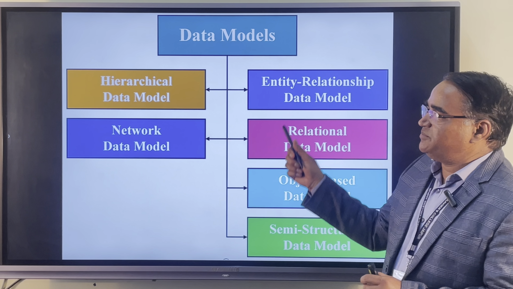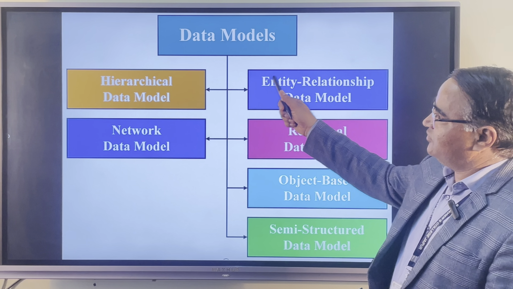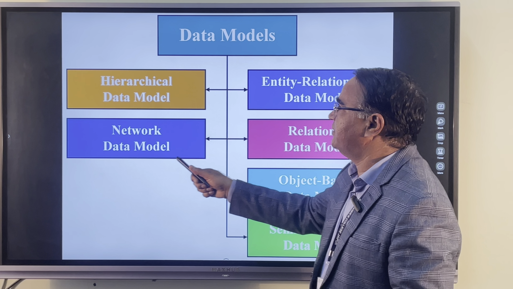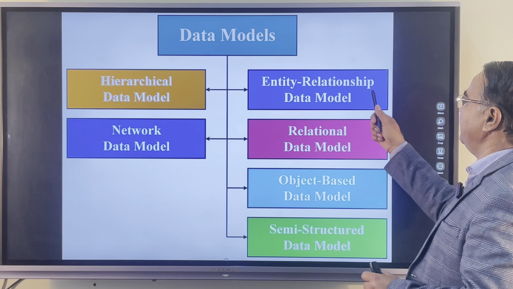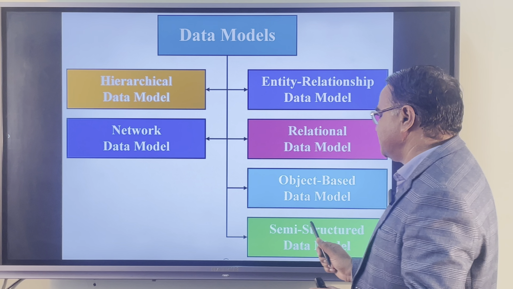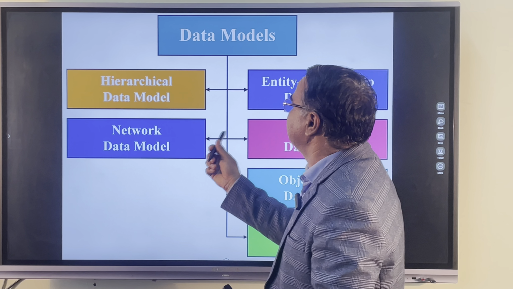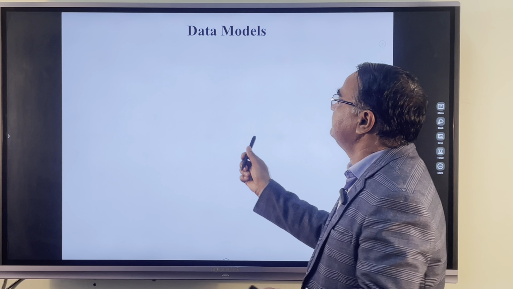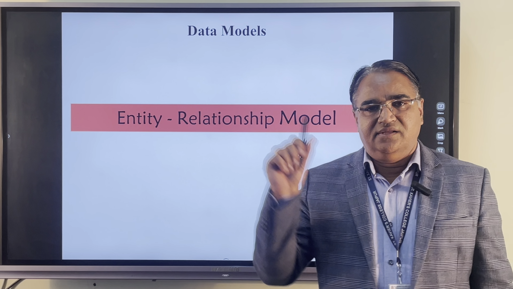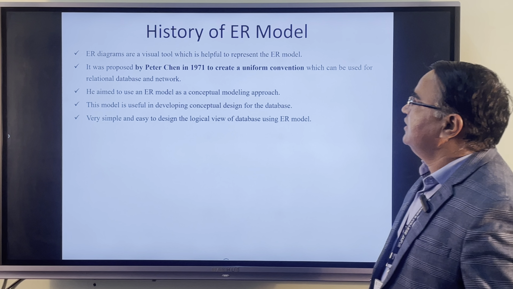This diagram is representing the various types of data models. Data models are divided into the following categories: hierarchical database, network database, both are the base database, entity relationship database, relational database, object oriented, and semi-structured database. So these are the basic types of data models. Today we will discuss entity relationship data models in detail.